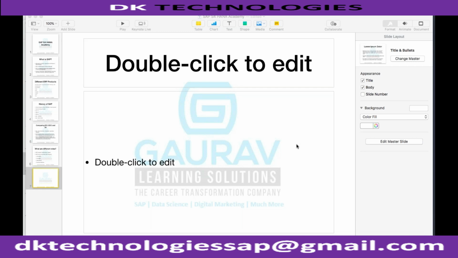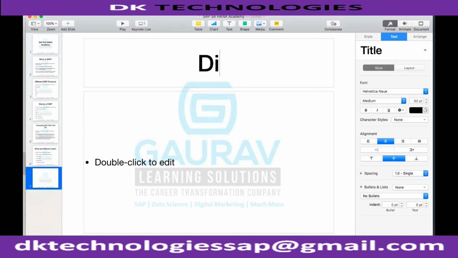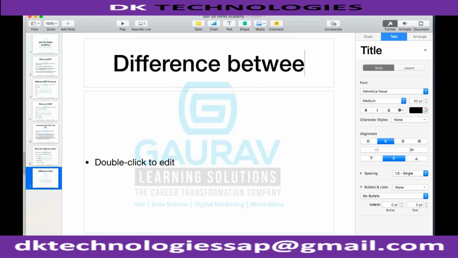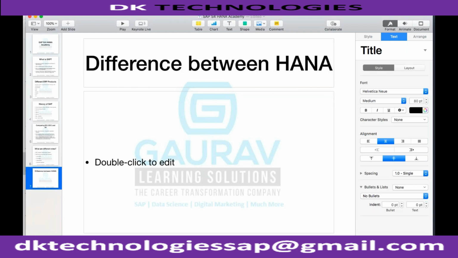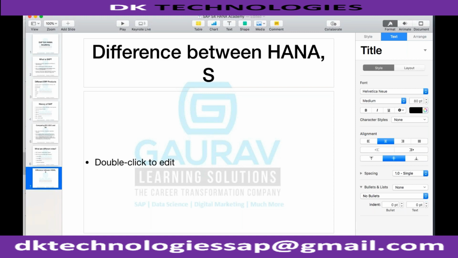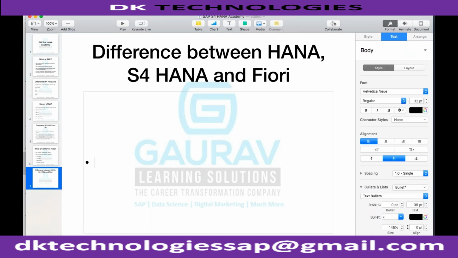We understood that HANA is, maybe let's start from there itself. Can you tell me the difference between HANA, S4 HANA, and Fiori? Can you tell me one line each? What is HANA, what is S4 HANA, and what is Fiori?